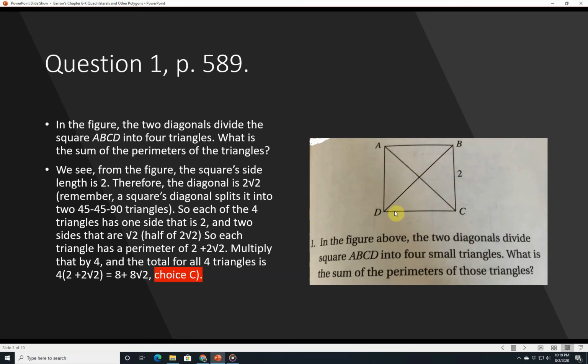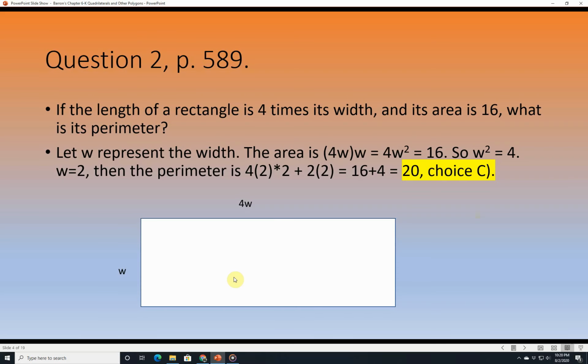So obviously we can say this is 2, and then this side is square root of 2, this side is square root of 2. So this is just going to be 2 plus 2 root 2. Since there are 4 equal small triangles, we just multiply that by 4. So you get 4 times (2 plus 2 root 2), which equals 8 plus 8 root 2, which is choice C.